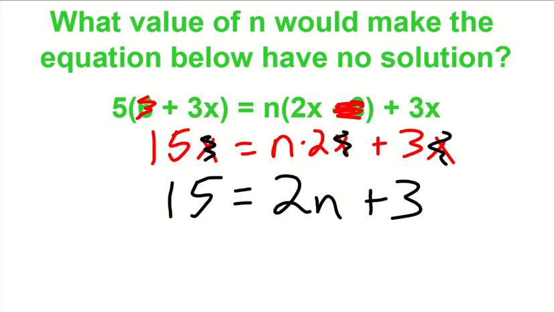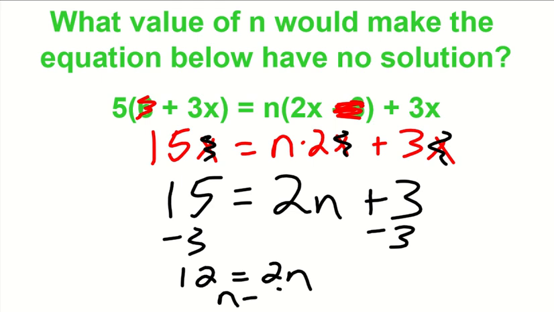6. We need these two sides to be equal. We could go ahead and solve that like an equation. So then I'd have 12 equals 2n. I divide, so that means my n has to equal 6.